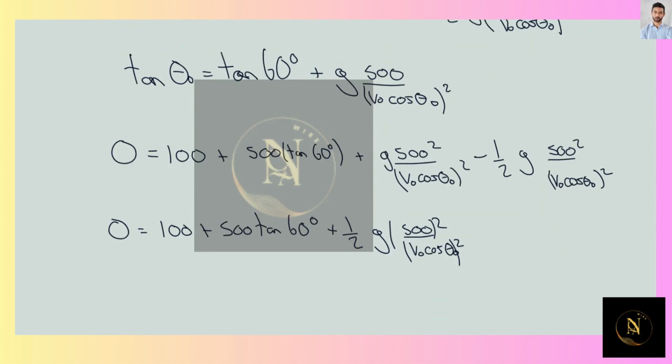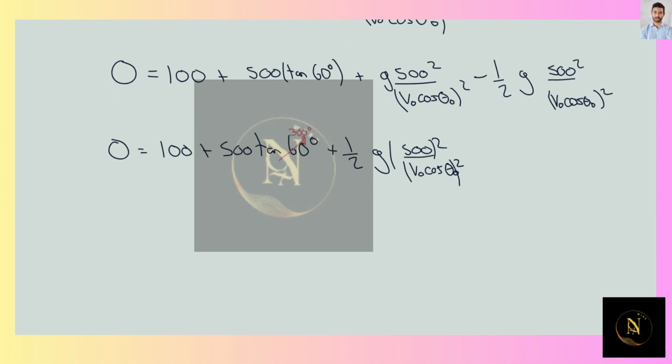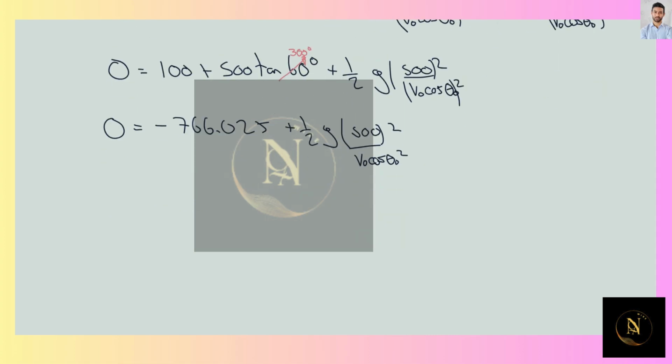So over here, now my equation becomes, instead of tangent of 60 degrees, just to take into account the proper quantities, it should be tangent of 300 degrees, which is the same value just with a negative sign in front of it. So with this we get the sum of the values over here is minus 766.025 plus 1/2 of g 500 squared over b0 cosine of theta 0 squared. We're going to solve for b0 cosine of theta 0.